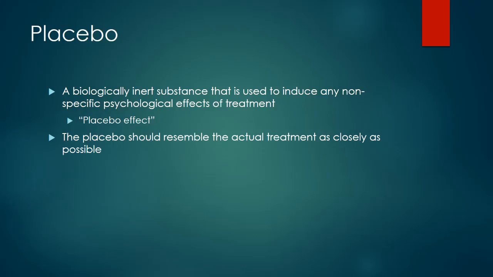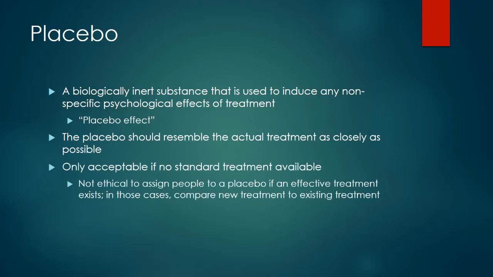But in general, we still make comparisons between placebos and treatment groups, and the placebo should resemble the actual treatment as closely as possible. And it's only acceptable to do this if there's not a standard treatment available. So it would be unethical to assign people to a placebo if we know there's already an effective treatment available. So in those cases, we just do a comparative effectiveness study where we're comparing the new treatment to the existing one.